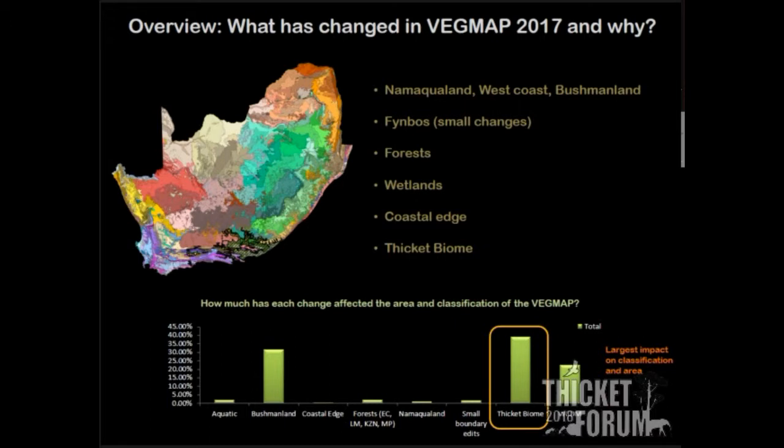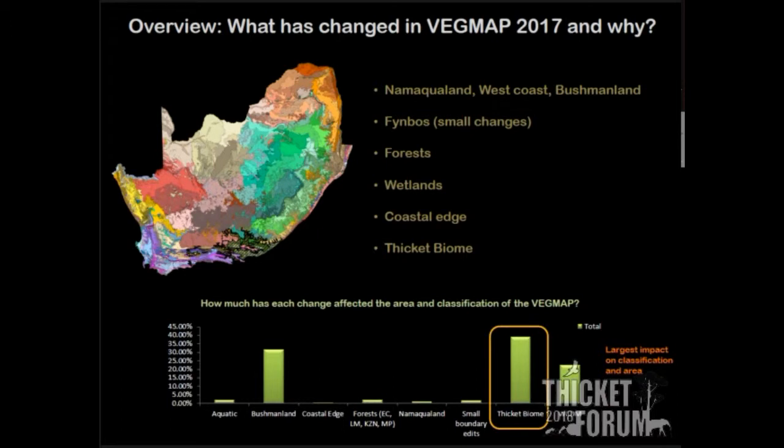Then we had the coastal edge, and we had an awesome coastal expert that went at 1 in 3,000 mapping the edge of the coastal vegetation types. And she mapped, we had 4 coastal vegetation types in the VegMap. We still have them, but the boundaries at where the dune veg or the forest veg stops and where those coastal types start is at a much more refined scale.